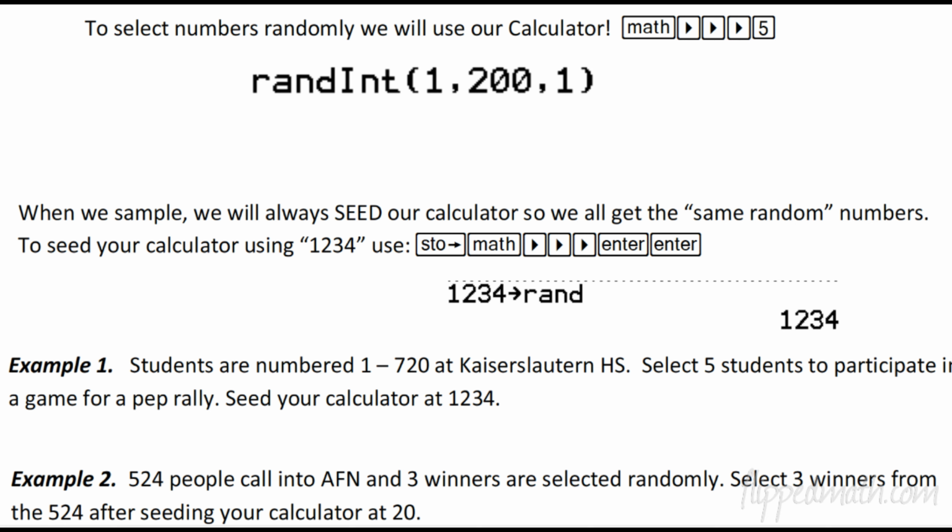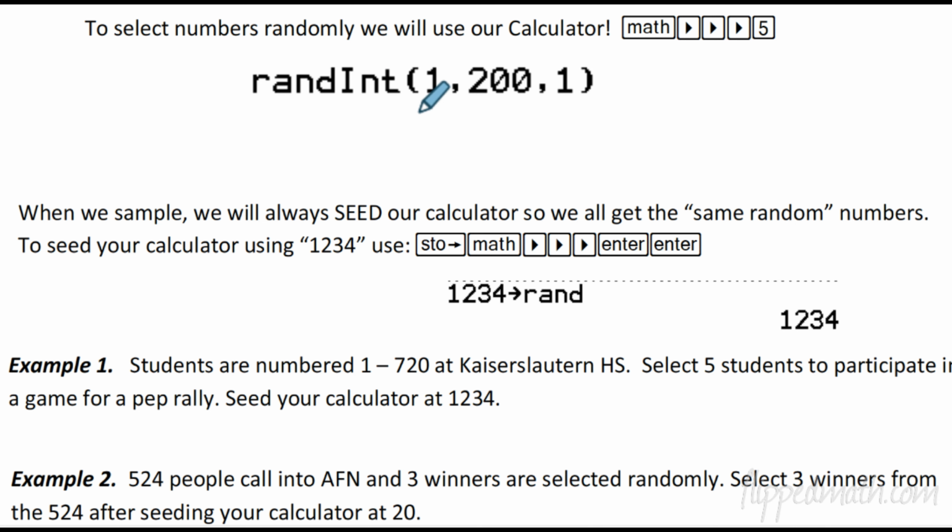You have to assign people numbers. But you have a function in your calculator. And here's how you get to it. You hit the math button, you go to the right 3 times, and you choose 5, and I'll show you what that looks like in a second. But you're going to get this function that says randInt. That stands for random integer.